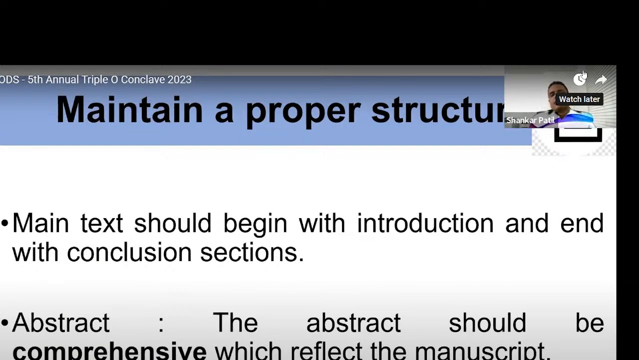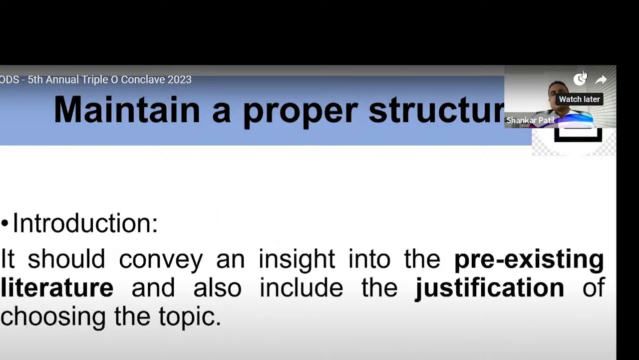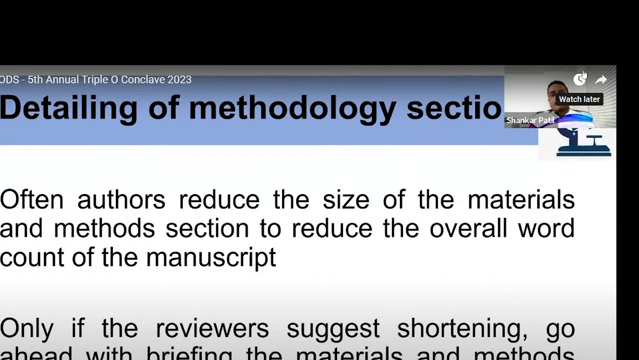The abstract should be comprehensive, reflecting the manuscript. In the introduction, you should give an insight into the pre-existing literature, and also include the justification for choosing the topic. Why you want to do this study is very, very important. You need to mention it. Methodology, I have told you, the materials and methods used, you have to write in detail, unless the journal asks you to reduce the methodology because of the limitation of words, then only you reduce. Otherwise, you have to give in-depth detail about the methodology, because the reviewers will focus on the methodology and the results section. These two they will focus on.